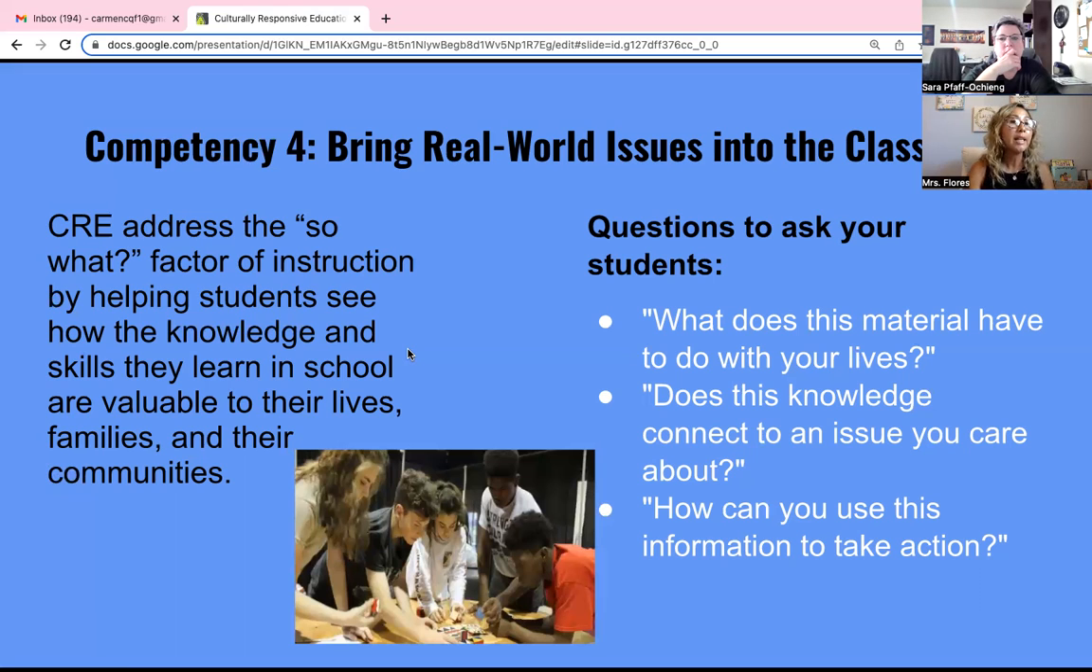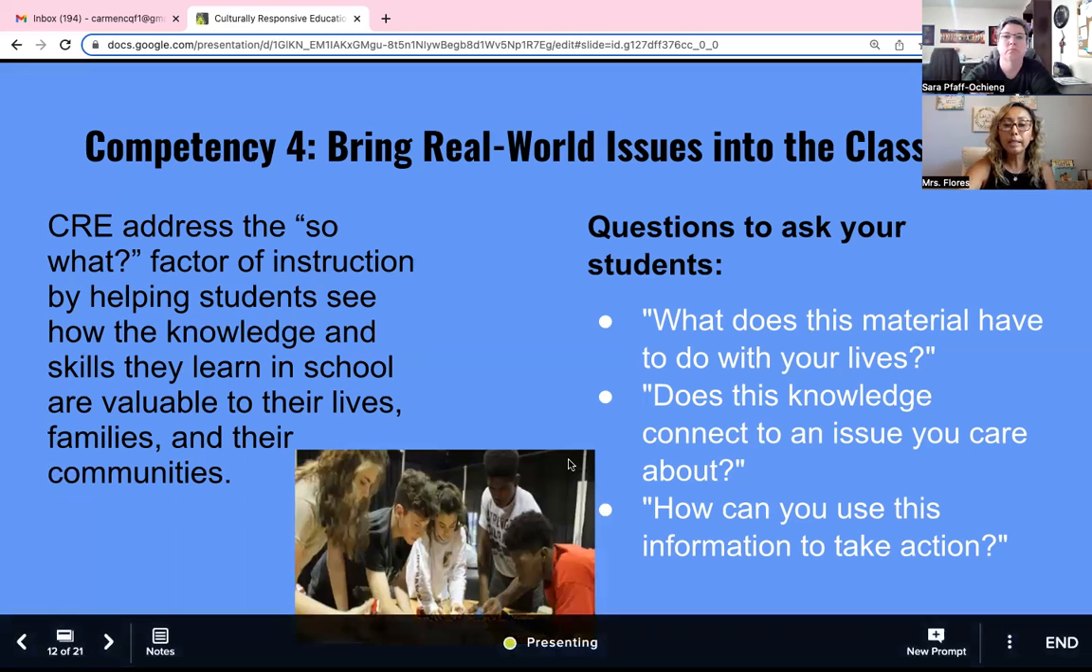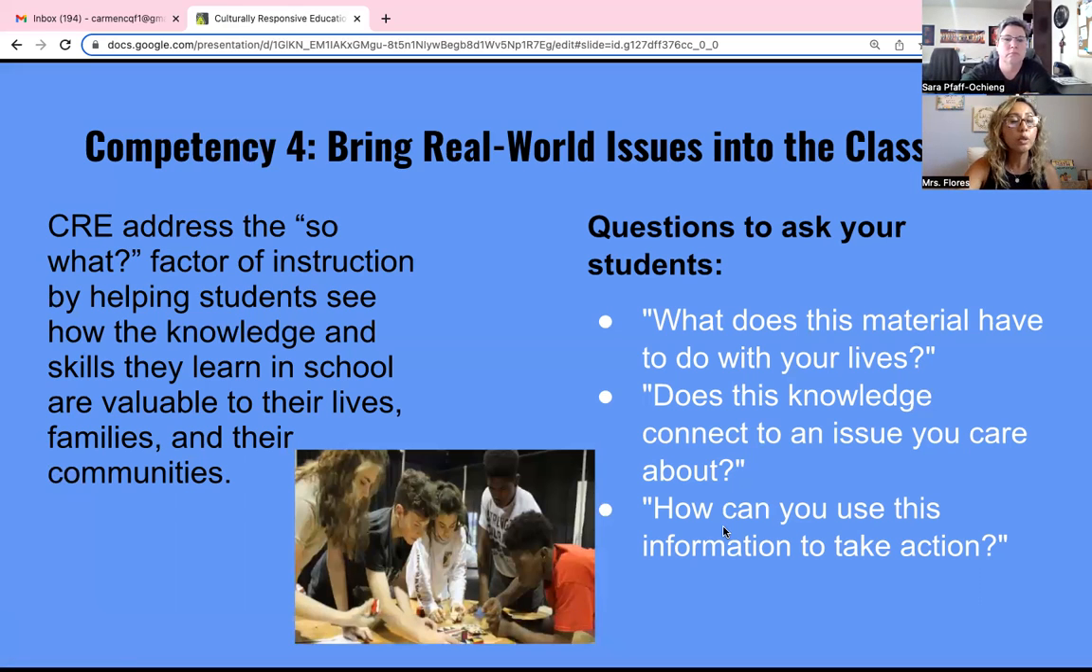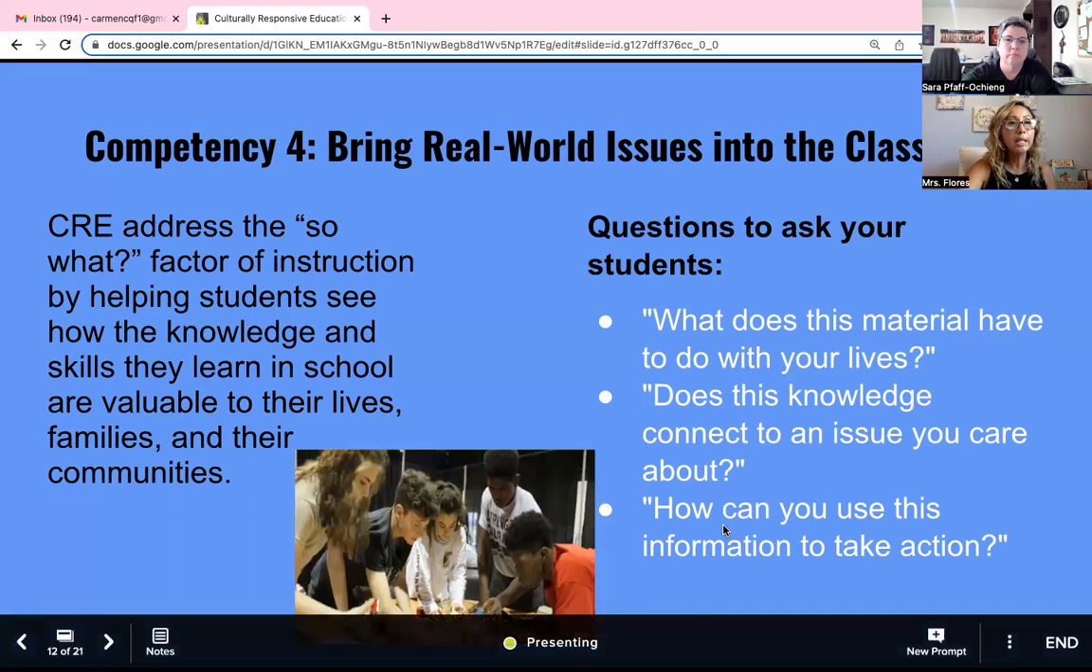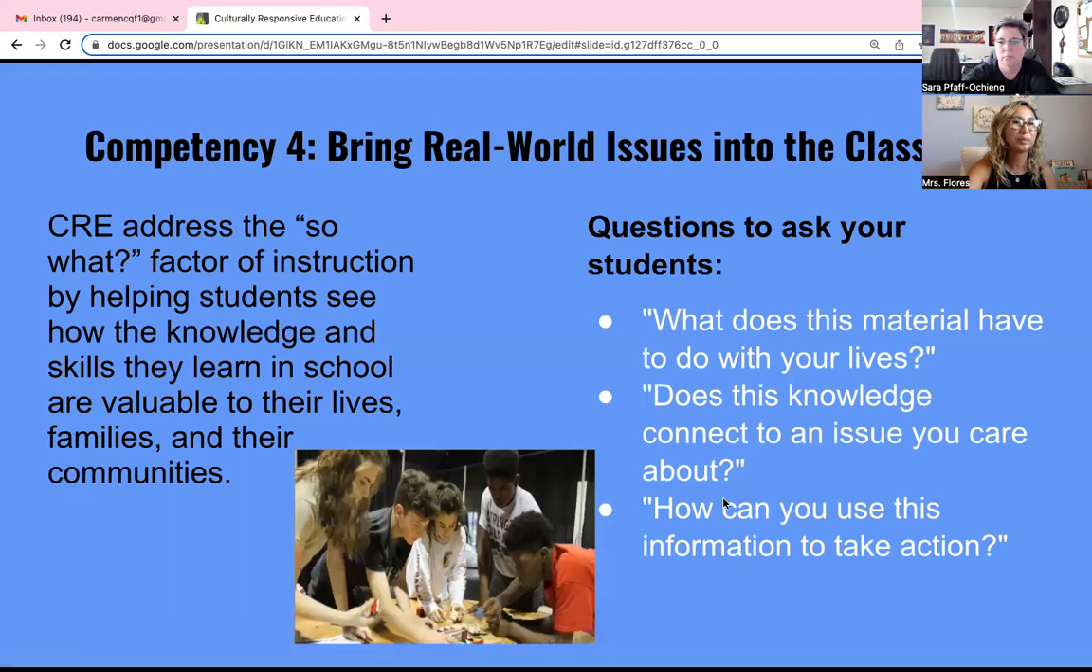We want to make sure, again, that we are tugging at their interests and the things that they care deeply about so that they can make those connections. And then three, how can we use this information to take action? This one for me is crucial, because we want to make sure not only are we equipping students with critical thinking skills, but that we are building 21st century citizens who can go out into the community and be problem solvers. They can think critically: yes, there are issues happening. What can I do to solve these, or what solutions can I bring to the table?